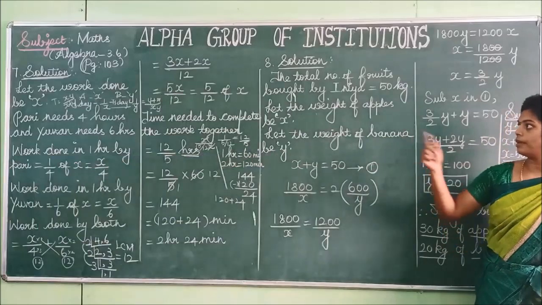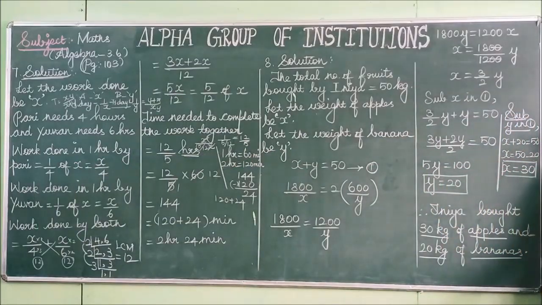Look at your book, page number 103. Listen. Inia bought 50 kg of fruit consisting of apples and bananas. She paid twice as much per kg for the apples as she did for the bananas. If Inia bought 1800 worth of apples and 600 worth of bananas, then how many kg of each fruit did she buy? So Inia is a girl.